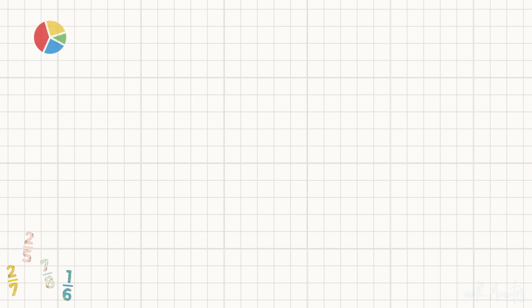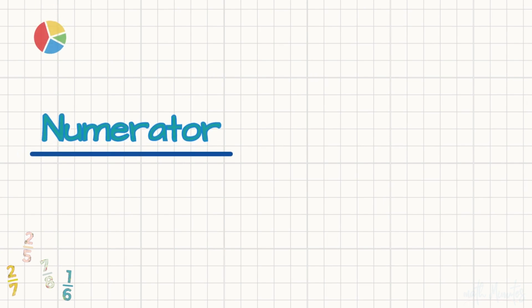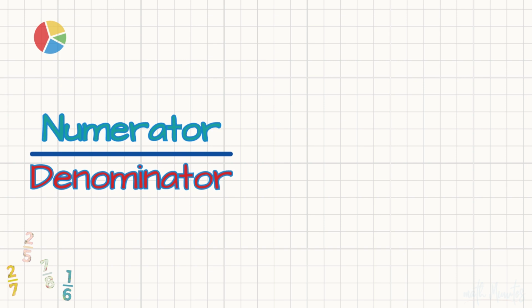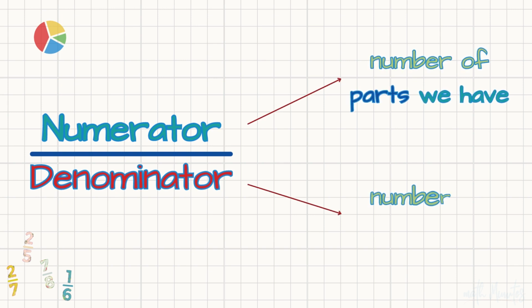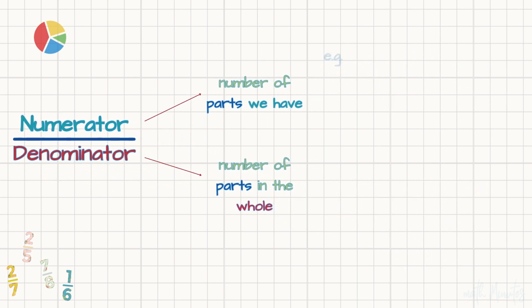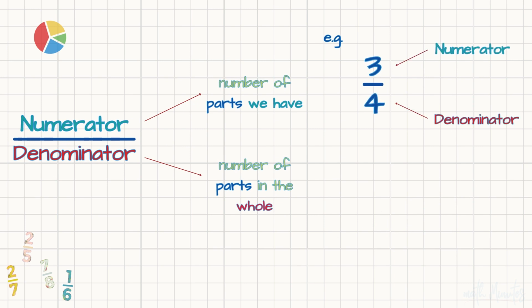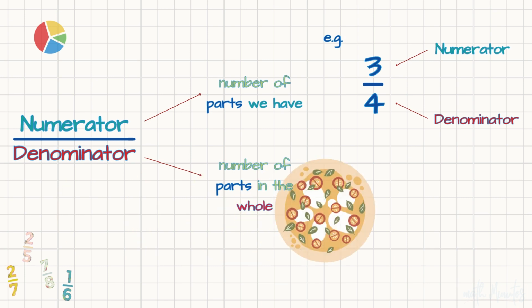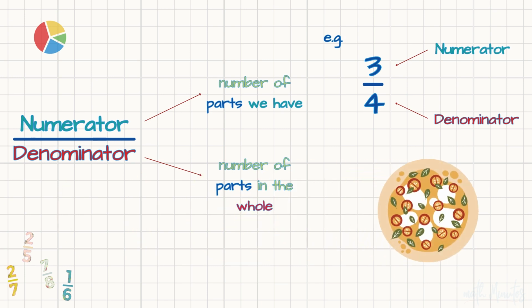A fraction has two parts, the numerator and the denominator. The numerator tells us how many parts we have, and the denominator tells us how many parts make up a whole. For example, in the fraction 3/4, 3 is the numerator and 4 is the denominator. So, in our example of a pizza, this would mean that the pizza had been split into 4 slices and we have 3 of them.